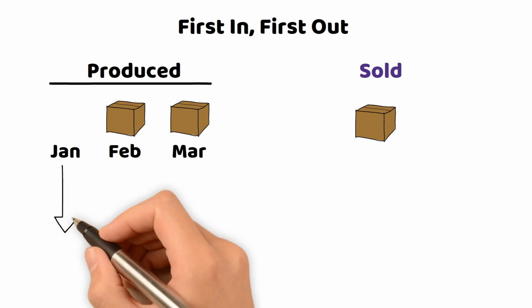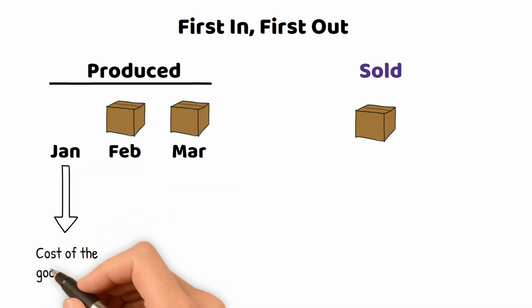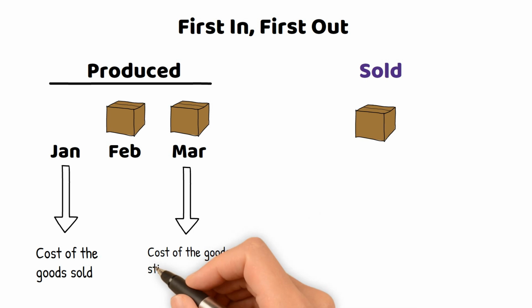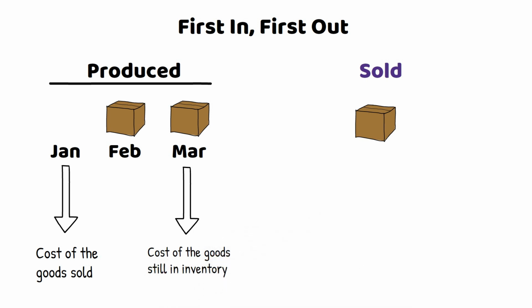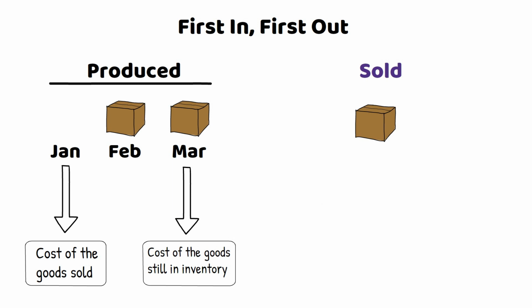Under the FIFO method, the cost of the oldest inventory items in stock is assumed to be the cost of the goods sold or used first, while the cost of the newest inventory items is assumed to be the cost of the goods still in inventory. This means that the cost of goods sold is based on the cost of the oldest inventory items, and the ending inventory is valued at the cost of the newest items.